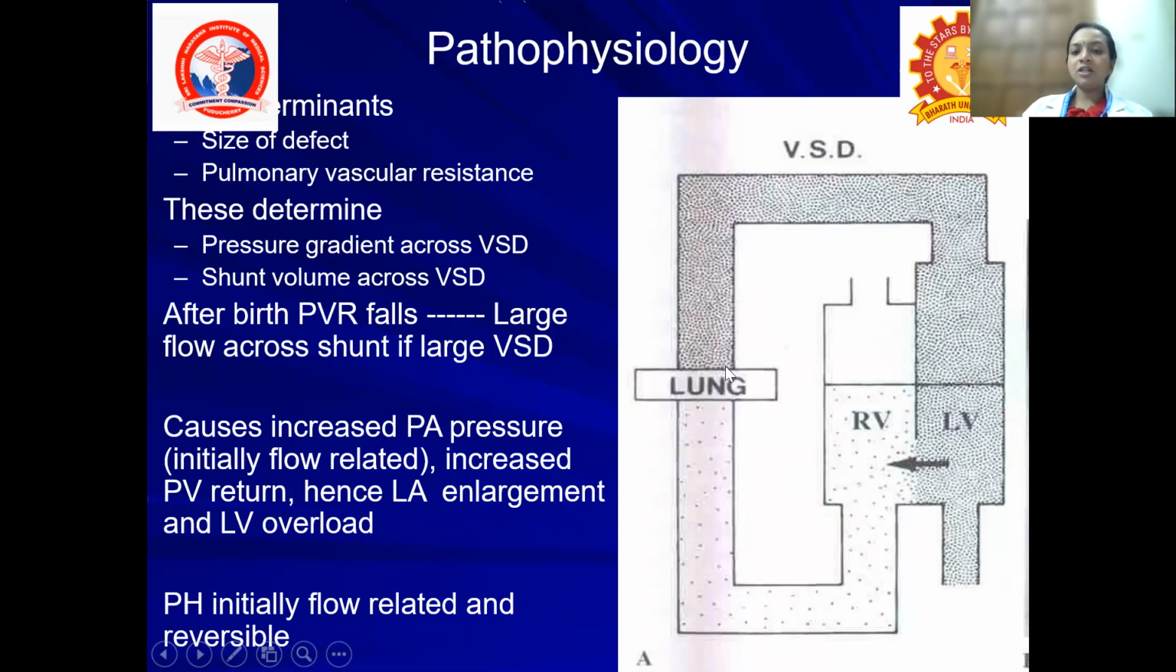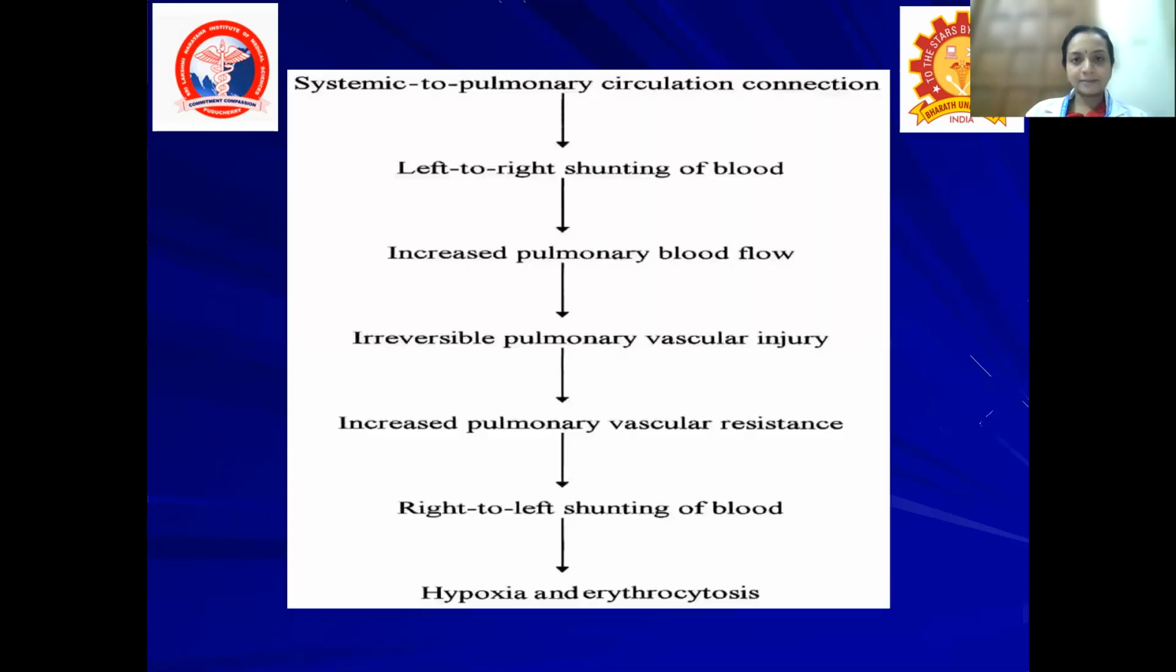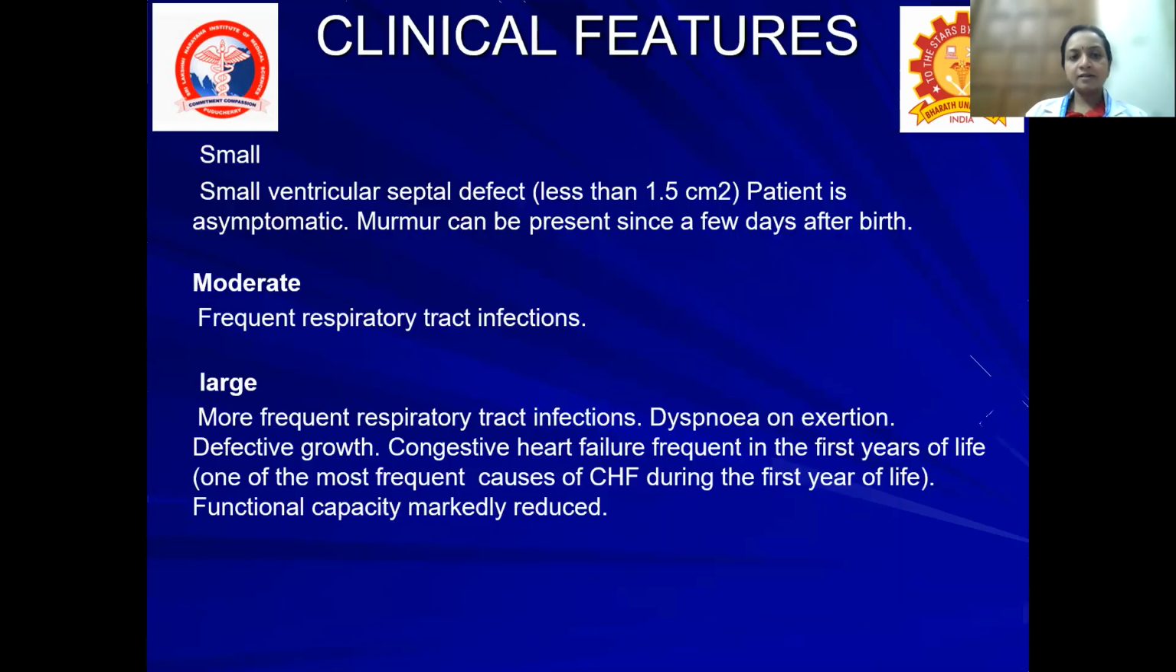This pulmonary hypertension is initially flow related and reversible, but later there is intimal proliferation and medial hypertrophy, which leads to a fixed, irreversible pulmonary hypertension. Flow through the lungs decreases as the pulmonary vascular resistance increases, and thereby the shunt volume also decreases. Eventually, when the pulmonary vascular resistance exceeds the systemic vascular resistance, there is a reversal of shunt, that is, a right to left shunt follows, which results in cyanosis. This phenomenon is called Eisenmenger's complex. This is again the same depiction of the Eisenmenger's complex.